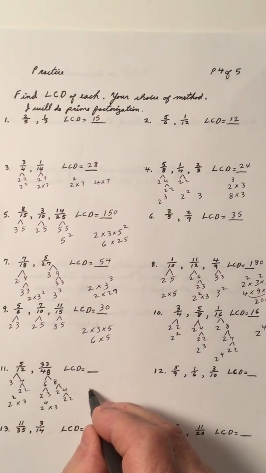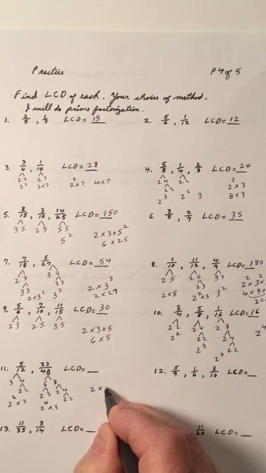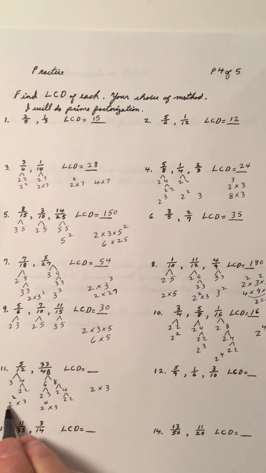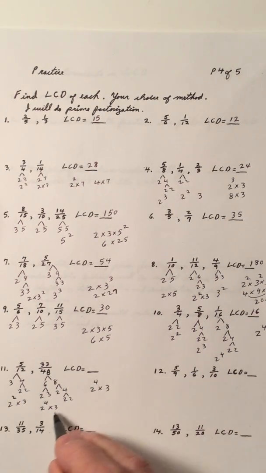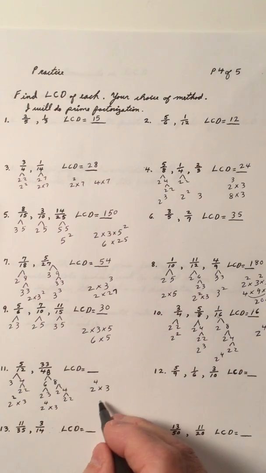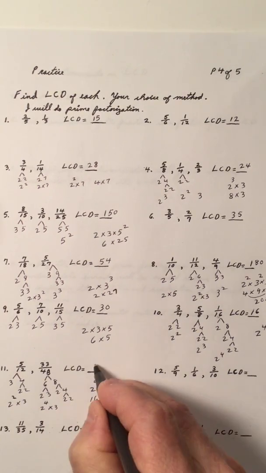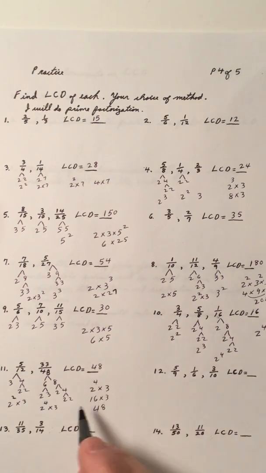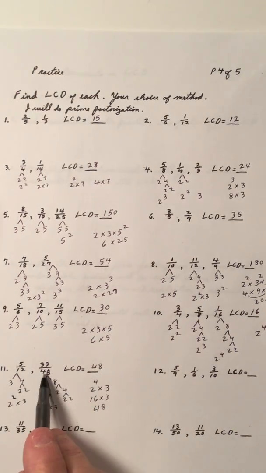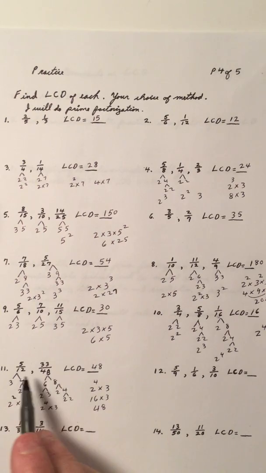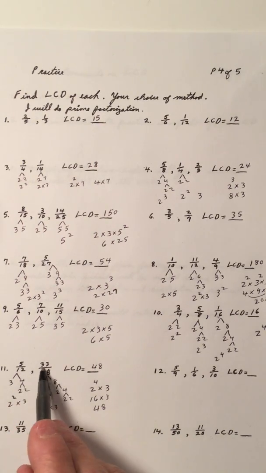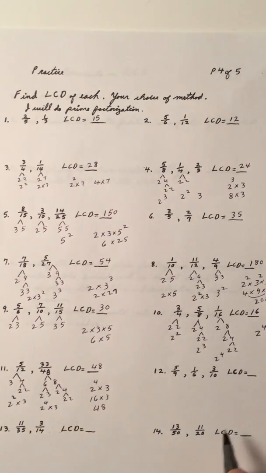It checks. Least common denominator, I have a 2 and I have a 3. The largest power of 2 is 4. Largest power of 3 is only a 1. 16 times 3 is 48. Notice 48, 4 12 makes 48. 12 is a factor of 48, so your least common multiple is 48.